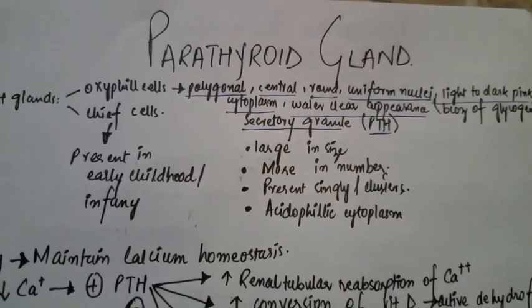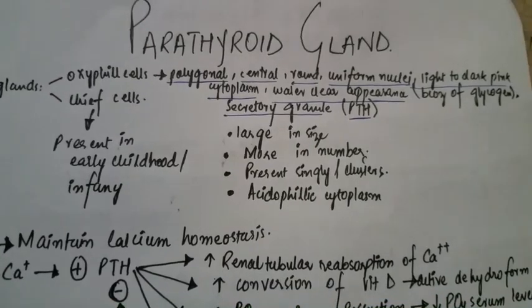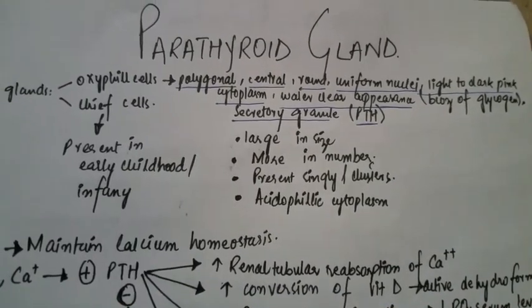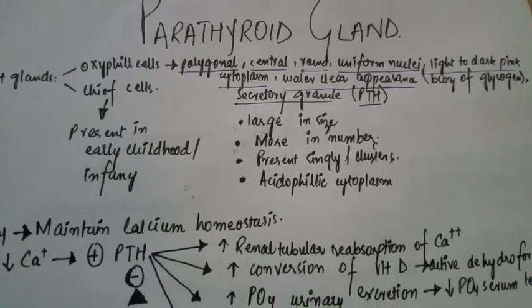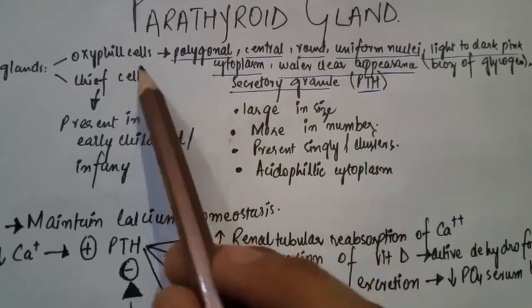Topic for today is hyperparathyroidism. So, first of all, I will discuss what is the parathyroid gland. There are four parathyroid glands which consist of two types of cells, the oxyphil cells and the chief cells.